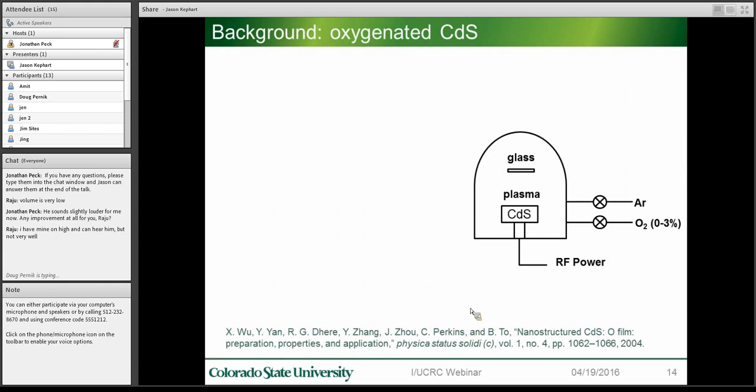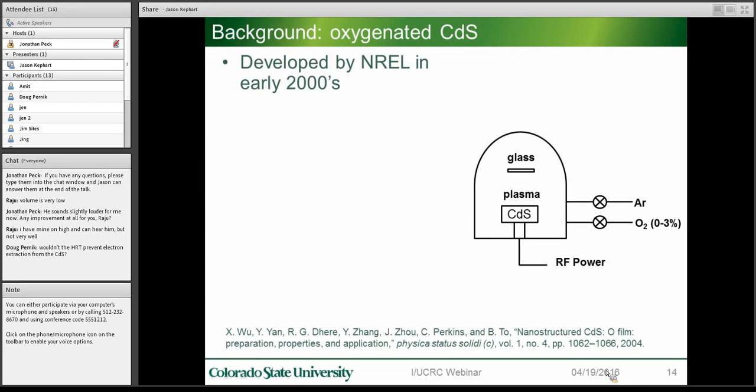Another way to improve the front contact is a material called oxygenated cadmium sulfide. This is made by RF sputter deposition. So there's a cadmium sulfide target with plasma, and it deposits cadmium sulfide under the glass. If we precisely control the oxygen as a ratio of argon, we can introduce oxygen into the film. This was developed by NREL in the early 2000s.